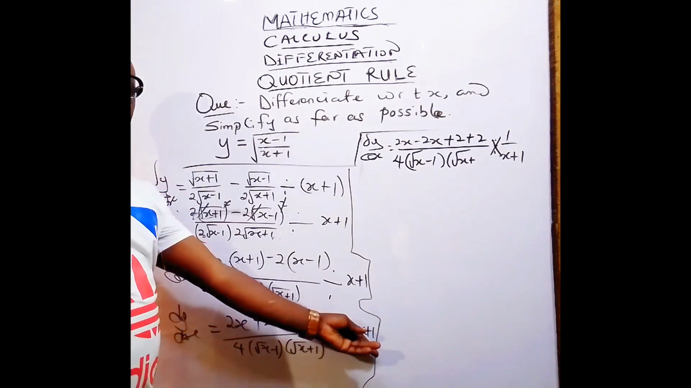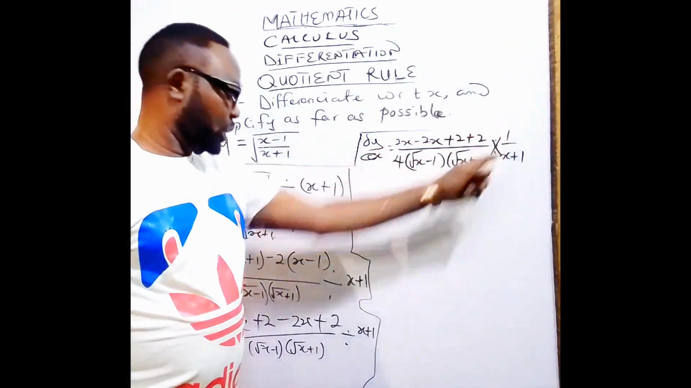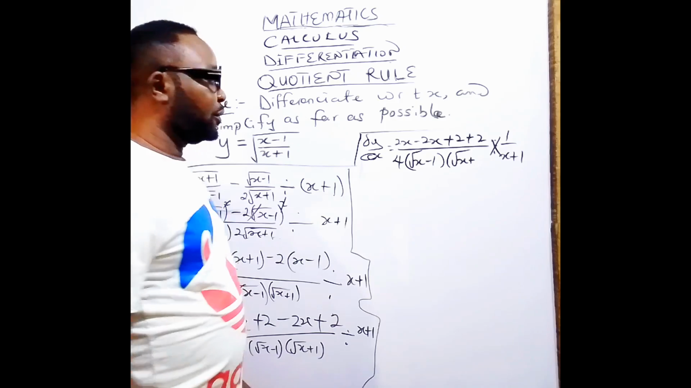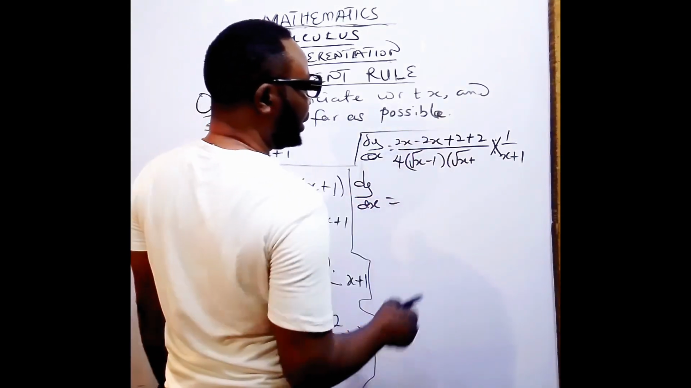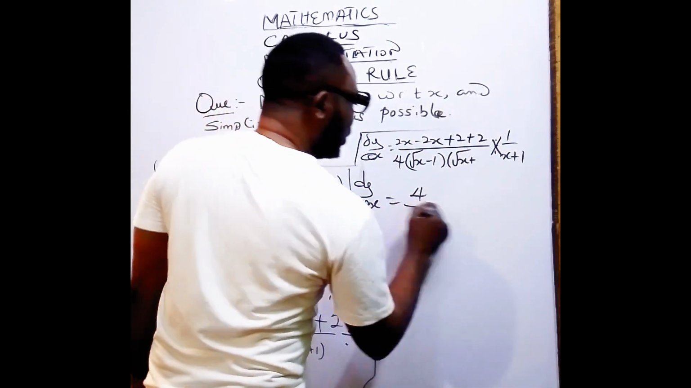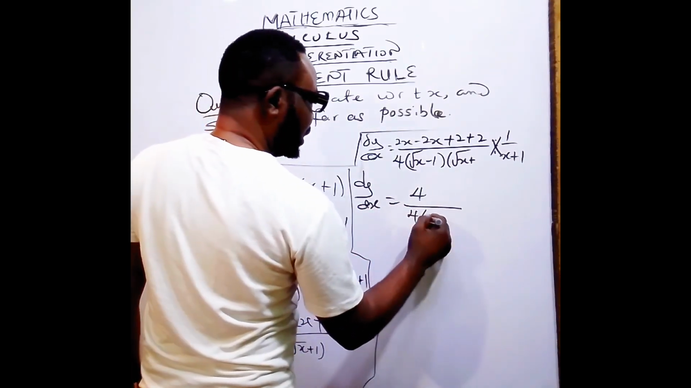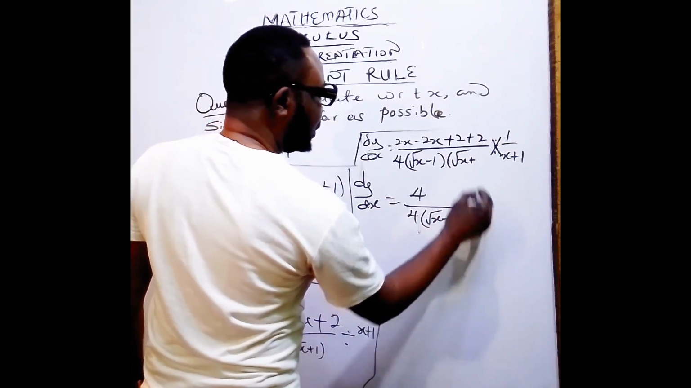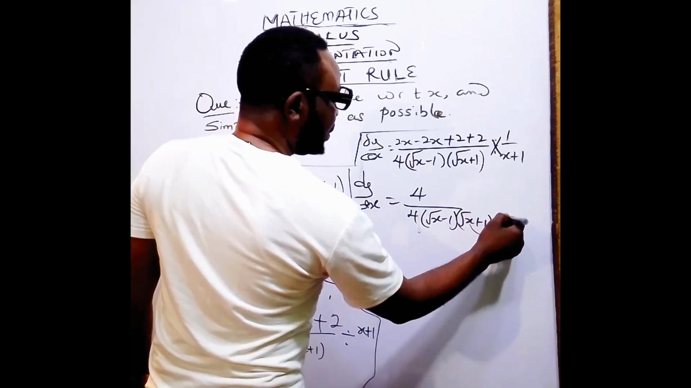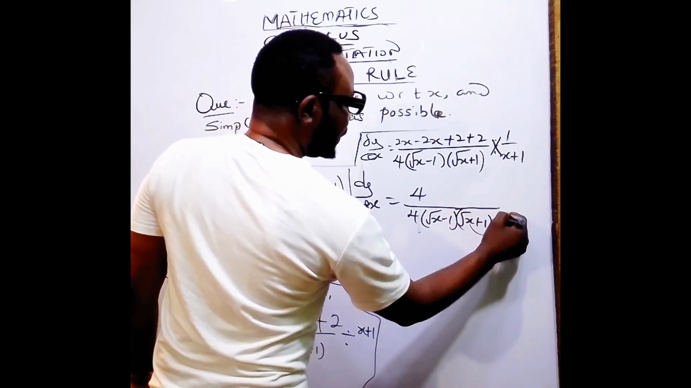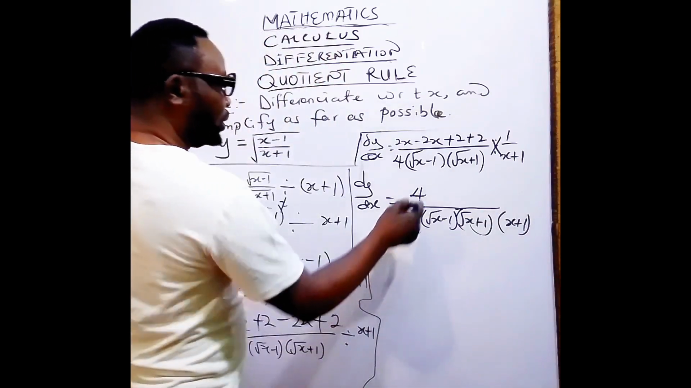When you have the value like this, when you turn this division to multiplication, the numerator, this particular value will become a reciprocal value. So we're having the y dx now to be equal to 2x minus 2x, that will be equal to 0. 4 over 2 plus 2 is 4. 4 into bracket root x minus 1. Then another bracket root x plus 1. Then multiply by x plus 1.